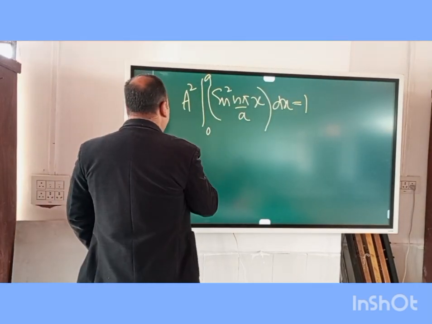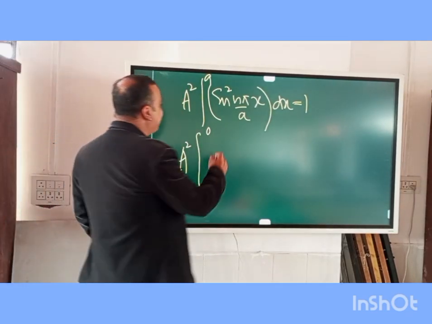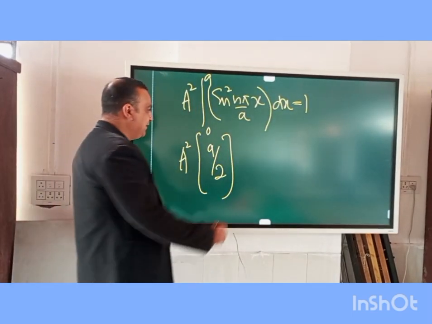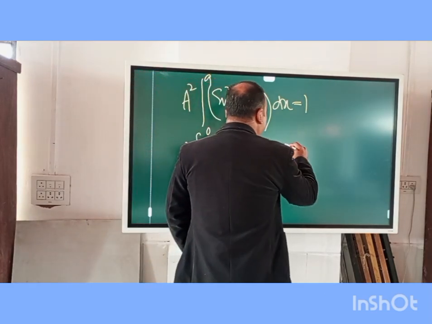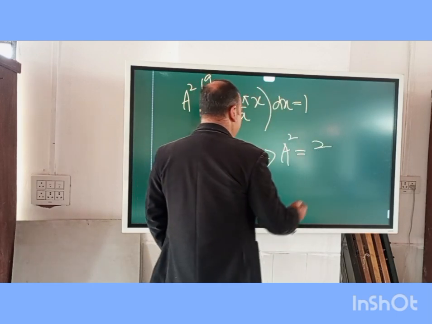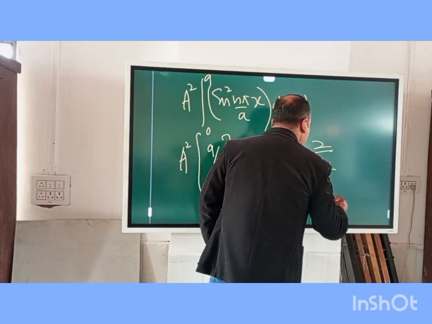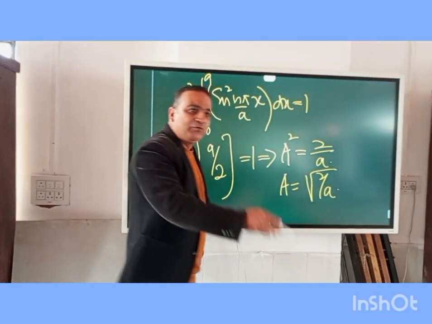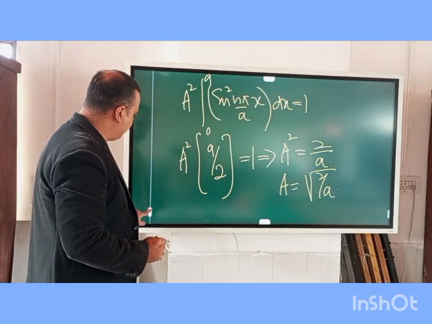So what's the value of this integral? We have done it exclusively, it will give us a by 2. So this is equal to 1. What will be A squared then? That implies A squared will be 2 by a. So what will be A? A will be under root of 2 by a. This is the value of A which we have calculated using the condition of normalization.